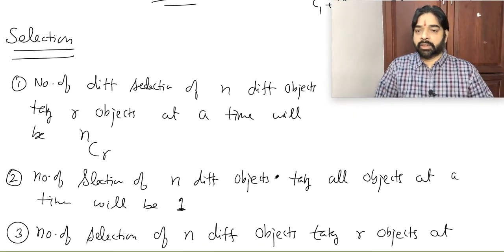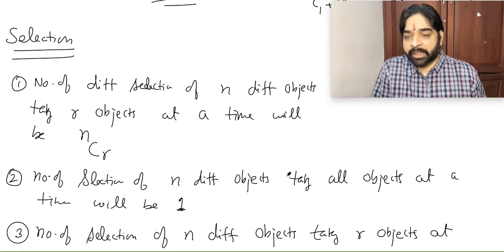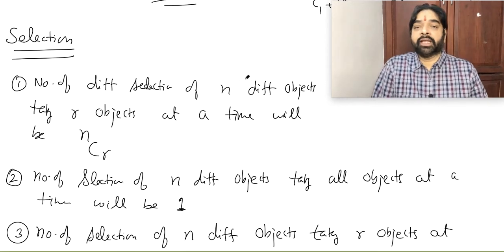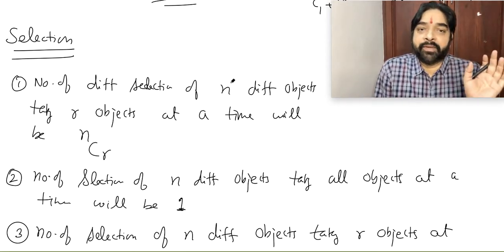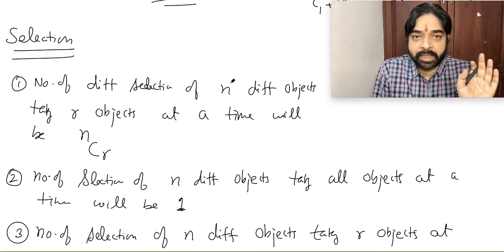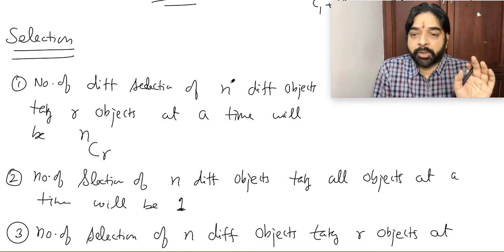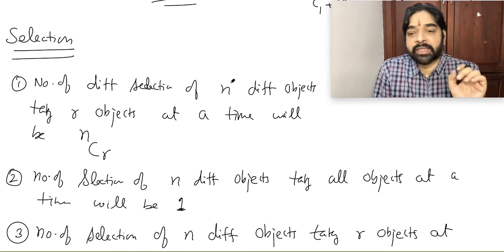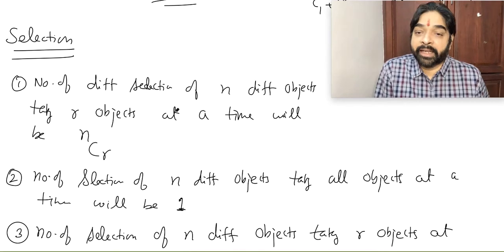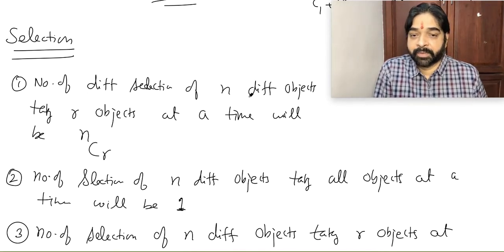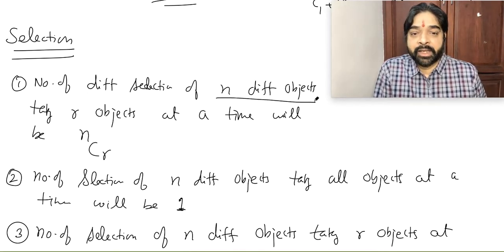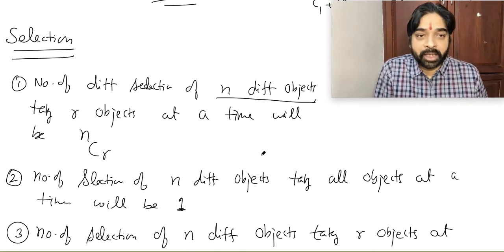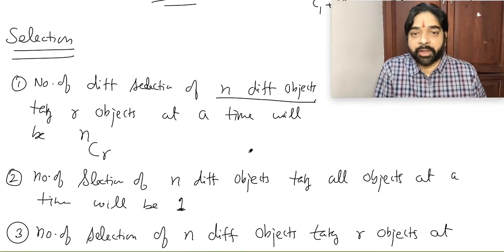So last time, on nCr, I told you that if you have to select r objects out of n different objects, you will say that it will be nCr. Here you have to keep one thing in mind. This formula is valid only for n different objects. If it's identical objects or mixed objects, you cannot write nCr.